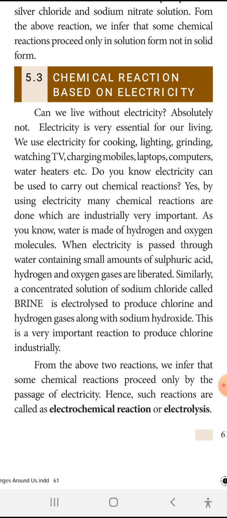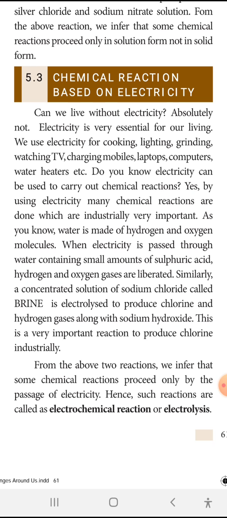Do you know electricity can be used to carry out chemical reactions? Yes, by using electricity, many chemical reactions are done which are industrially very important. As you know, water is made of hydrogen and oxygen. When electricity is passed through water containing a small amount of sulfuric acid, hydrogen and oxygen gas are liberated.